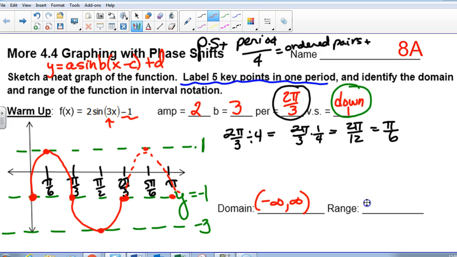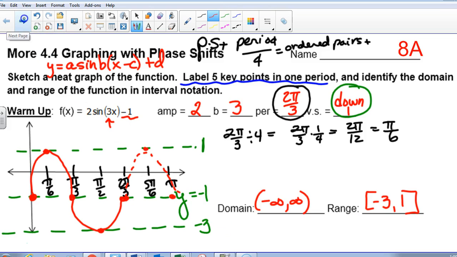By the way, I'm going to forget to tell you this later. The bookwork says you have to do 2 periods. I'm okay if you just do 1 period, okay? When I ask you on the homework check, I will check that you have the 5 ordered pairs, not that you have 10. All right, the range, what are the max and min on this one? Negative 3 to 1, and it is inclusive, so you need the hard brackets. Everybody okay?